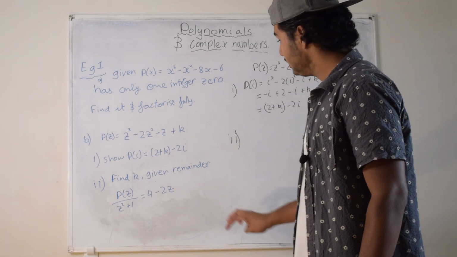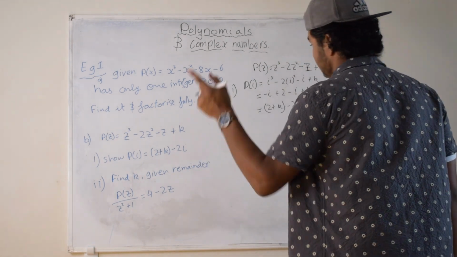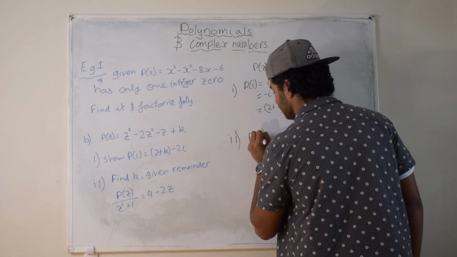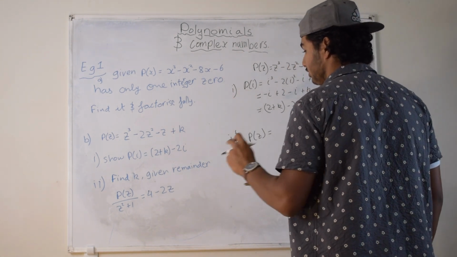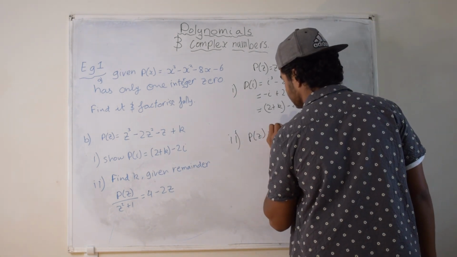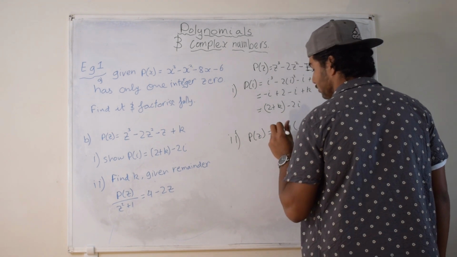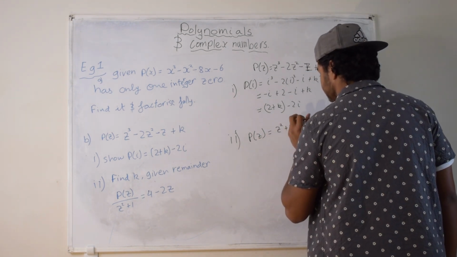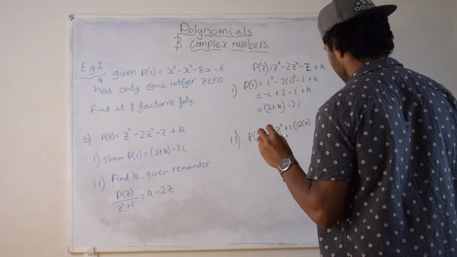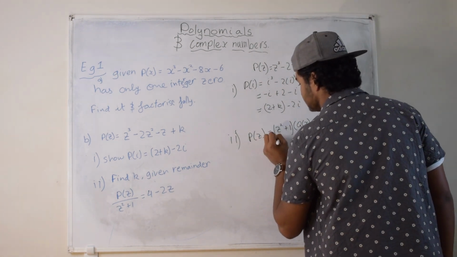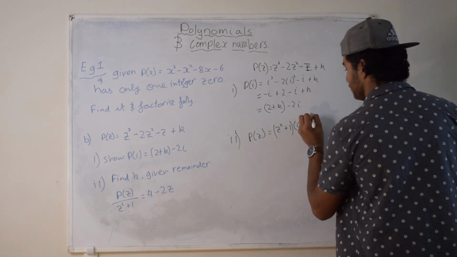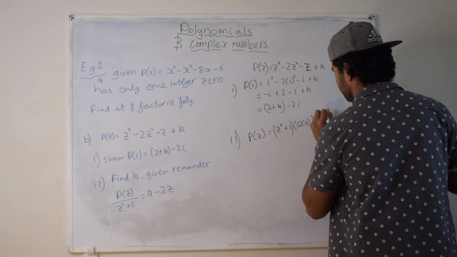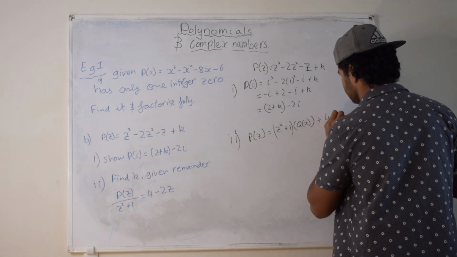Find k given the remainder of that. Okay, coming back to that same polynomial equation, we've got p of z equals, the divisor is given to us, z squared plus 1. The quotient we don't know, so we can go q of x. I'll put a bracket here just to make it a bit clearer. We don't know the quotient, and then plus the remainder, 4 minus 2z.